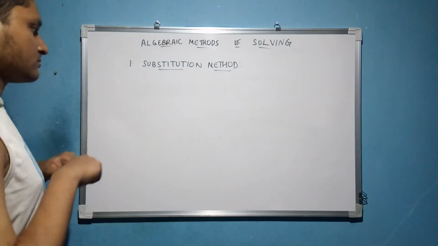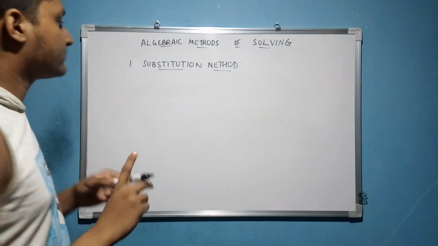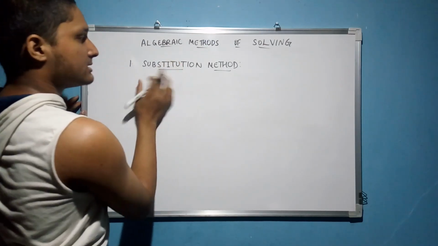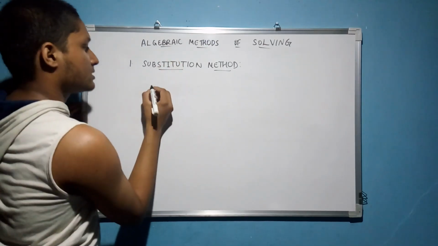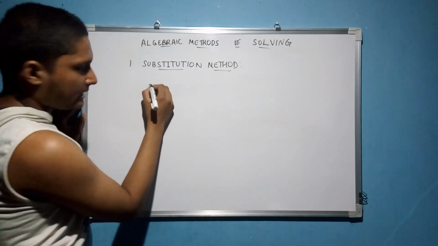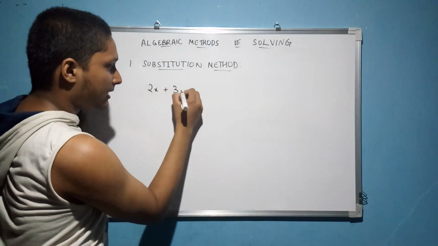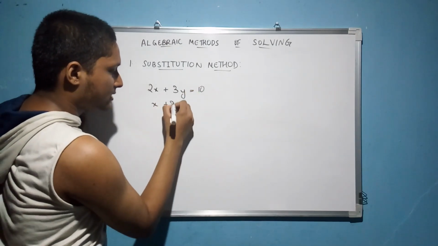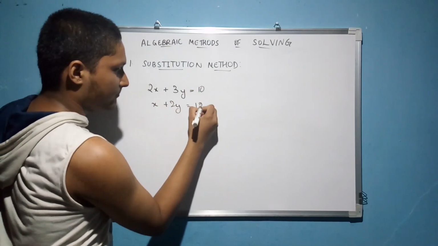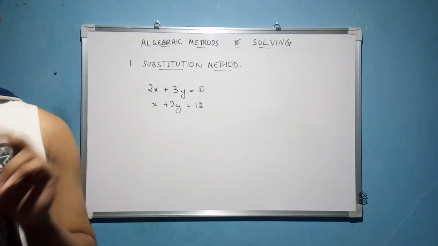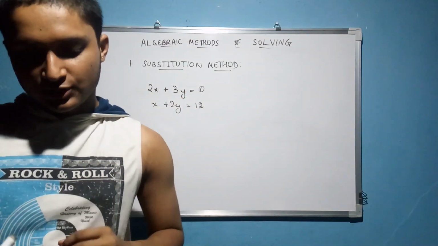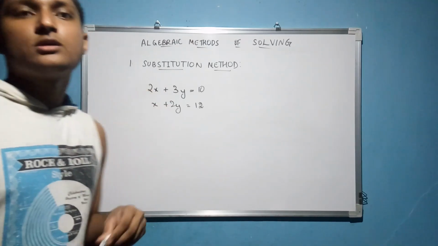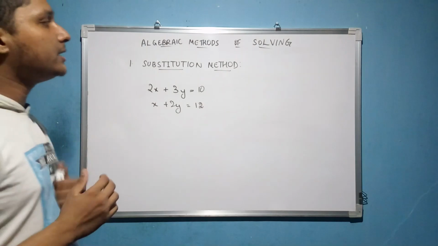You can just understand it by the word itself, that is, substitution. So let me take something like 2x plus 3y is equal to 10 and x plus 2y is equal to 12. These two are considered to be a pair of linear equations in two variables. So you have this form. What are we going to do here?